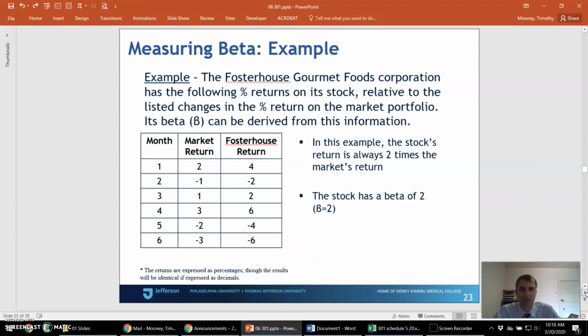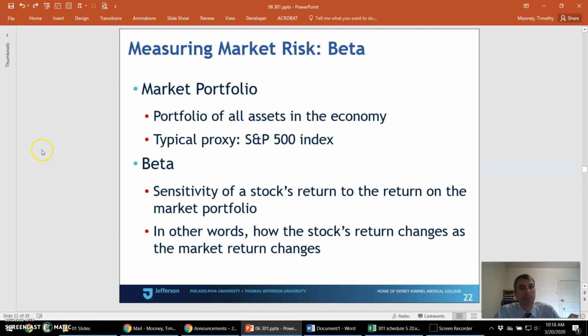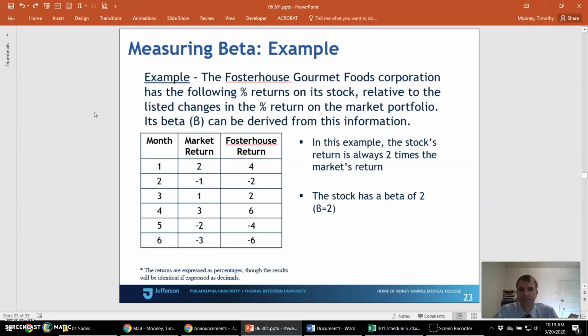All right, so our measure of market risk is going to be beta, and it really just involves measuring how a stock's return changes as the overall market changes, right? How does the stock perform relative to the overall market? The overall market will be measured as the S&P 500 return, the 500 large cap stocks' overall return. That'll be how we measure the market return. And beta measures how a stock's return changes as the market return changes.